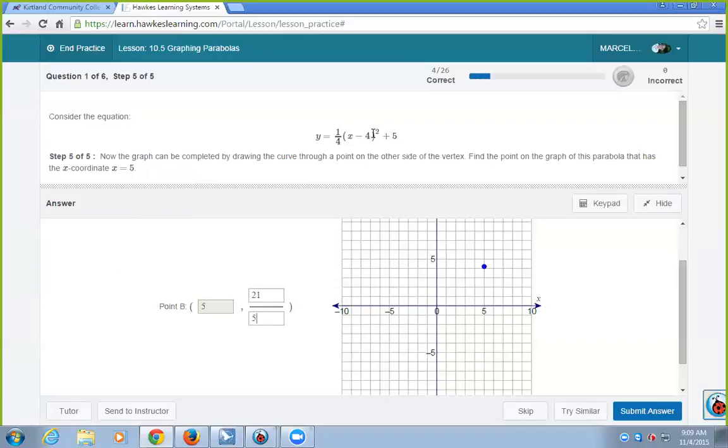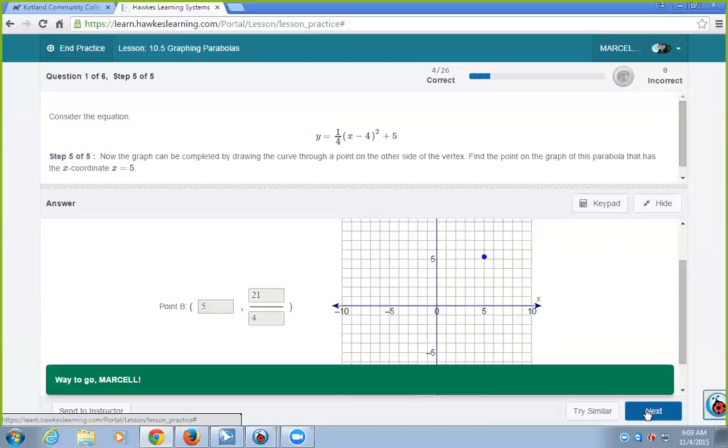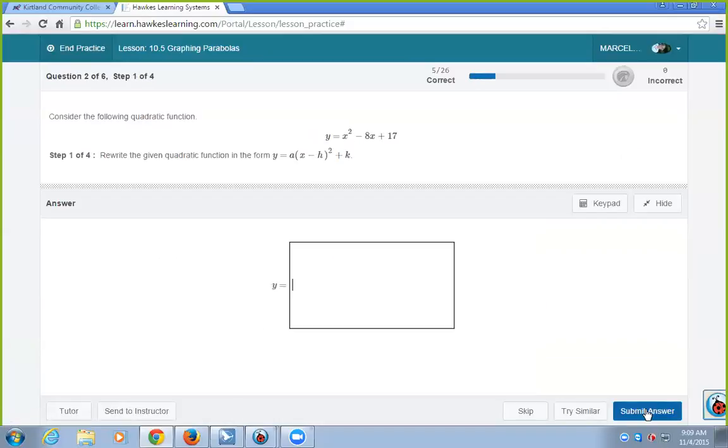5 minus 4 is 1. 1 squared is 1. 1 times 1/4 is 1/4. 1/4 plus 5. 5 turns into fourths is 20 fourths plus 1 is 21 fourths. There we go. How about if I put a 4 down there? Okay. Submit my answer. And I got it right. And so then we hop into one of these that we need to get into that format. And so we did those. So let's take a look and see if we can get this one to work.